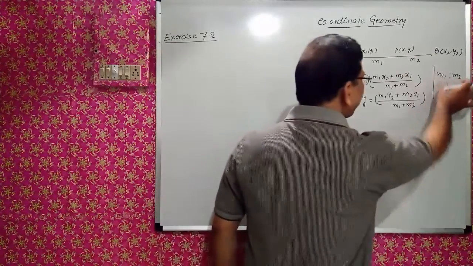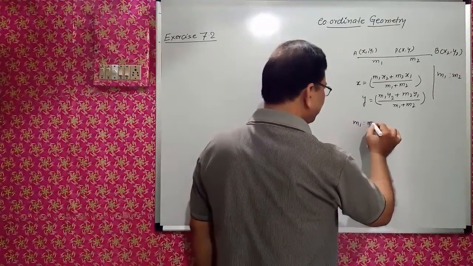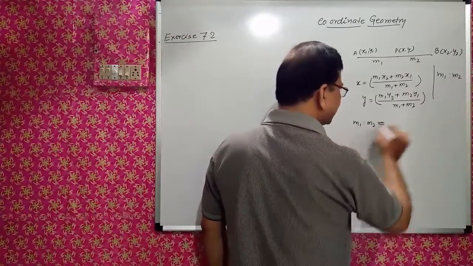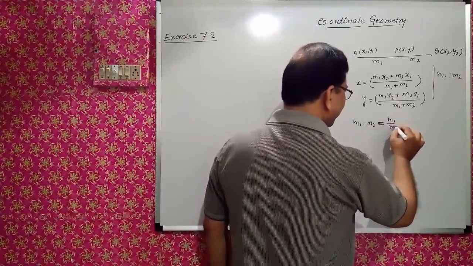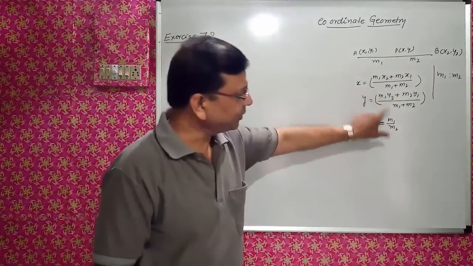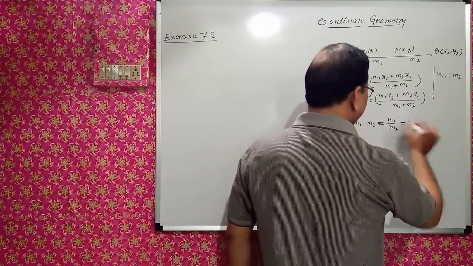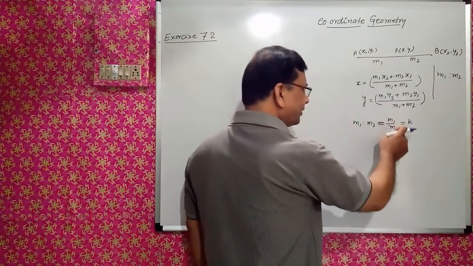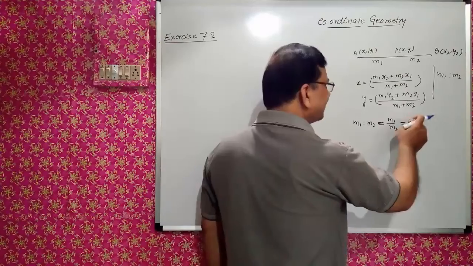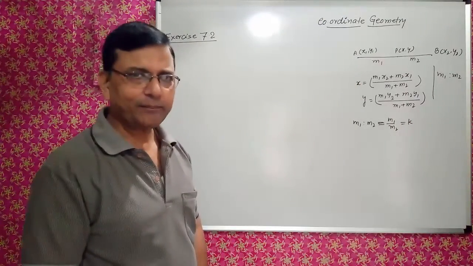What is the meaning of m1 is to m2? m1 is to m2 means m1 by m2. Right? This is a ratio, m1 by m2. If we denote it by k, means m1 by m2 is equal to k, means k by 1. We can write k by 1.